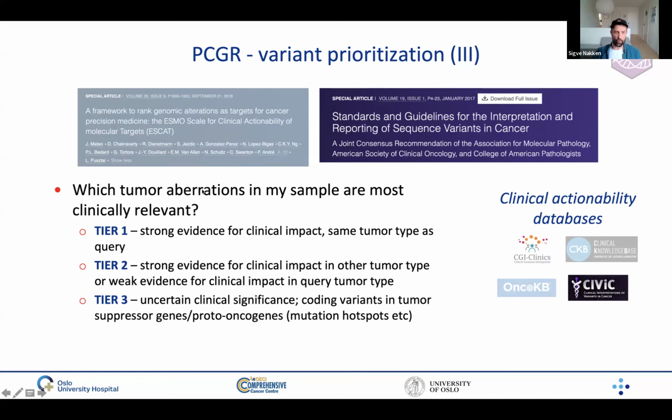How this works is that we try to find aberrations in the tumor that are also located in these actionability databases. If we see that there is strong evidence for clinical impact in VICC or CGI, and this occurs in the same tumor type as the tumor type of the query, then we place these variants in tier 1. If we find strong evidence in a different tumor type in these databases, or weak evidence in the same tumor type, we put them into tier 2 and so on. So this is how it works in PCGR.